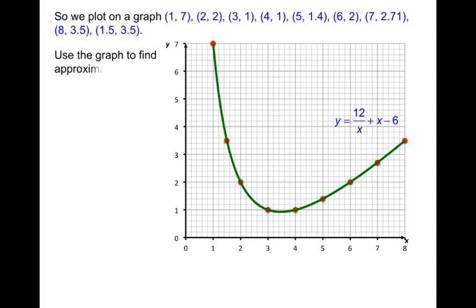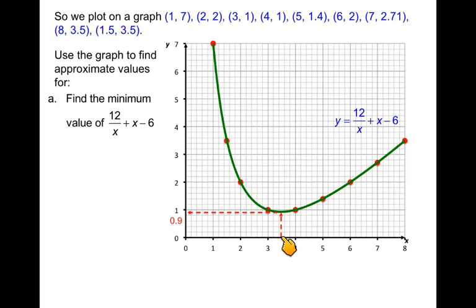Use the graph to find approximate values for the minimum value of 12 over x plus x minus 6. That's going to be about halfway between 3 and 4. So we just read off our graph here and we get 0.9. You should put on the graph any dotted lines that you are going to use to work out the answer. The value of 12 over x plus x minus 6 when x is equal to 2.25.